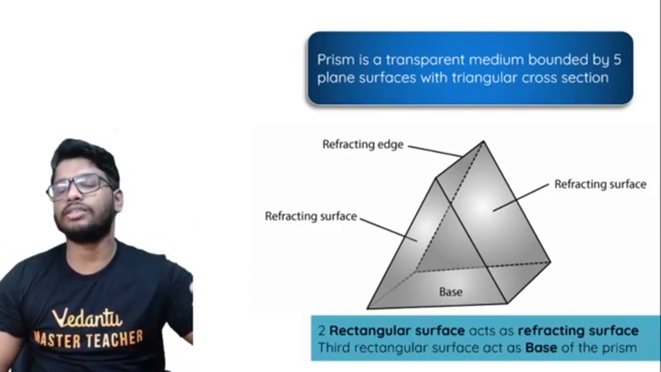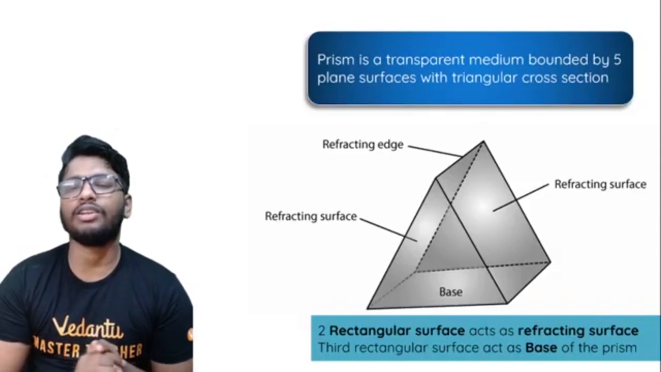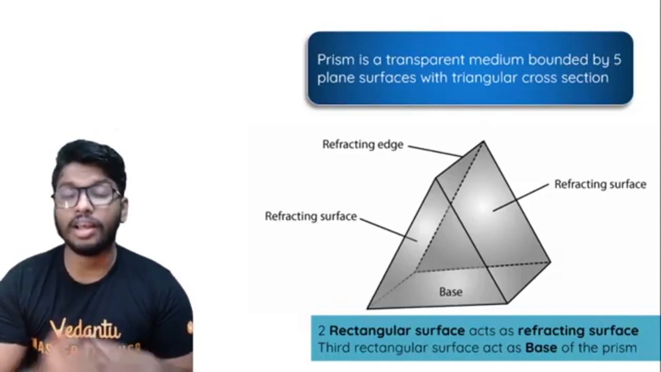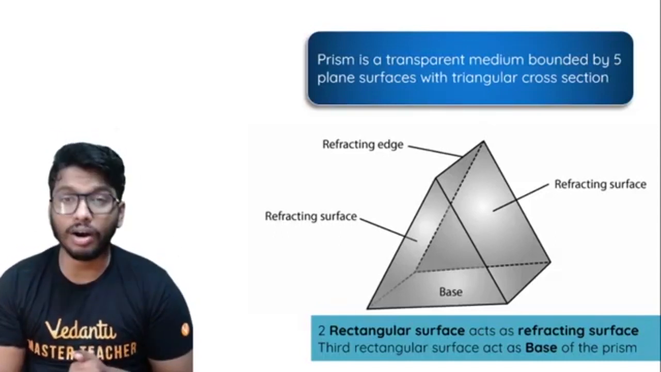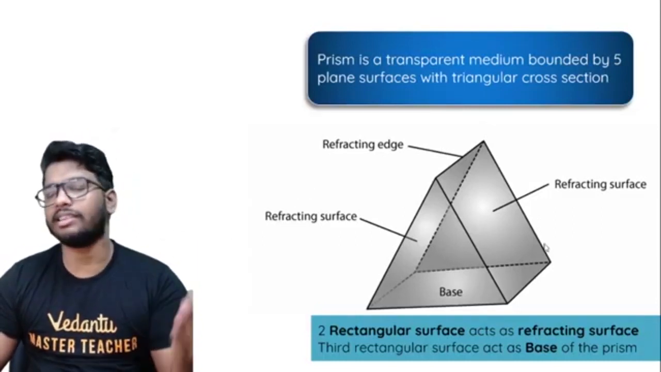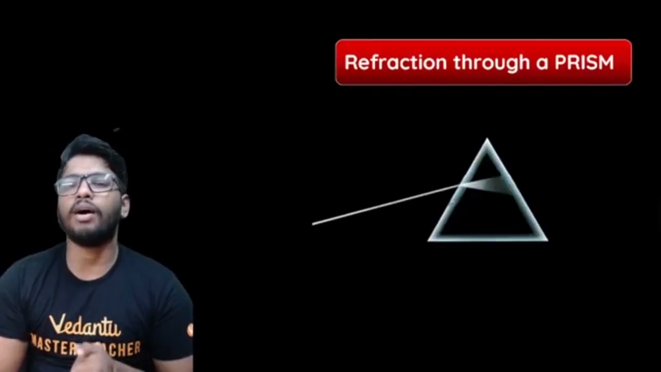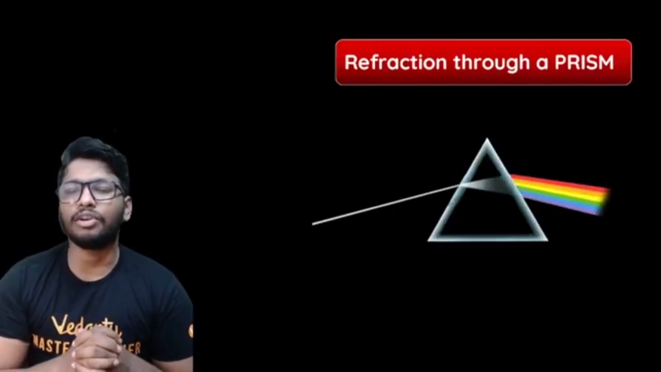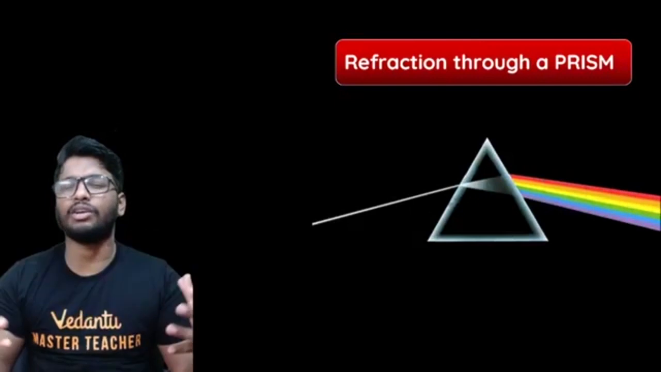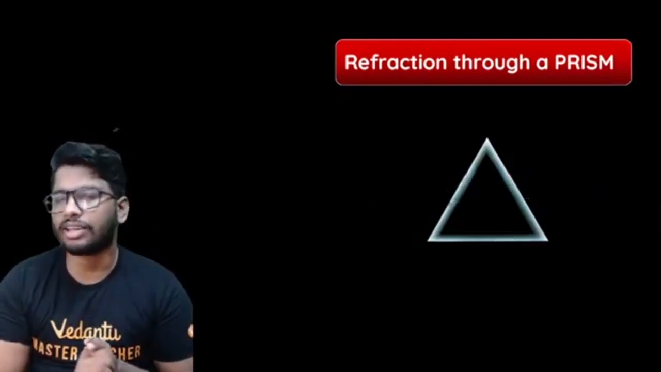So there are 2 rectangular surfaces which act like the refracting surfaces, and then you also have the base. So that's how the prism basically works. You have the light which falls on one side and then it leaves from the next. So let's talk about how light refracts through a prism. Let me tell you what it looks like and what the factors are that affect it as well.